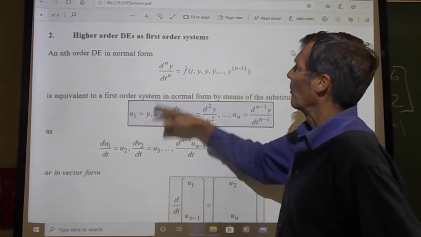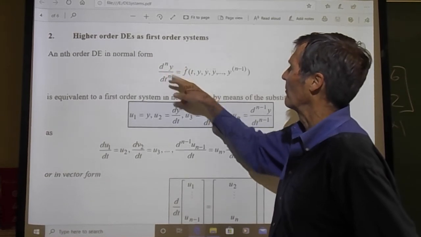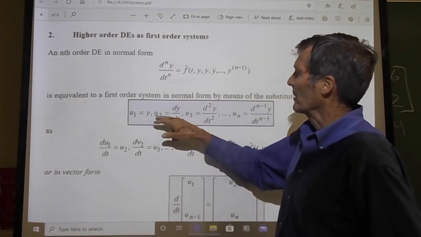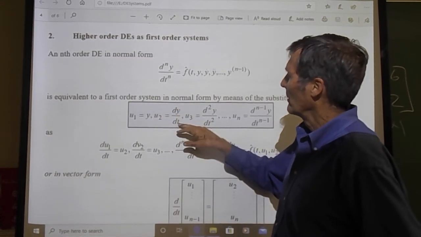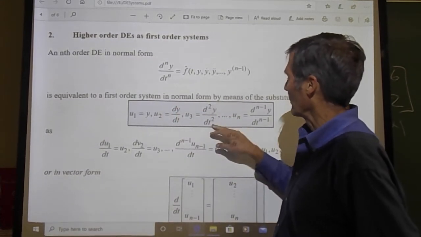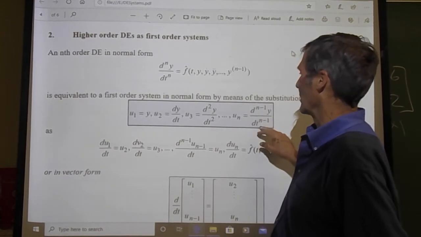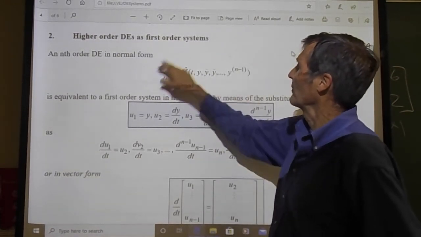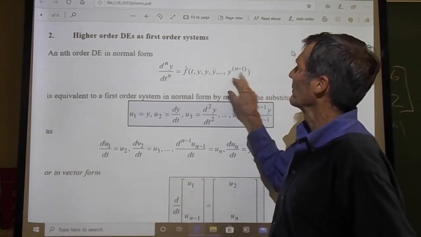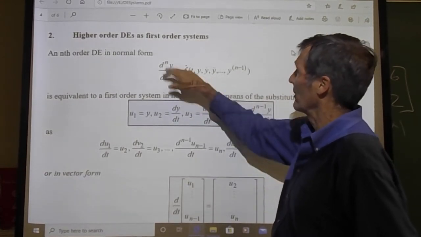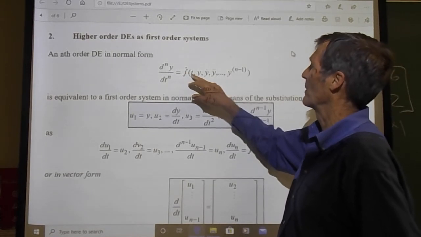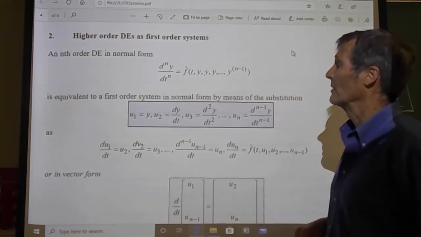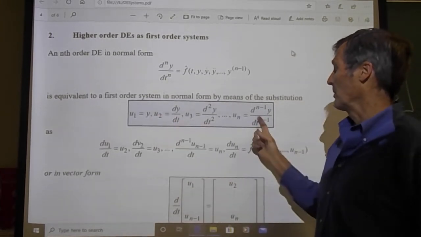You let u1 equal y, the dependent variable you're trying to solve for, so I'll use y instead of u here. And then you let u2 equal dy/dt, u3 be the second derivative, all the way through un is the n minus 1 derivative. And then you have this differential equation, written in normal form. The nth derivative is a function of t, y, and its first n minus 1 derivatives. Making this substitution does what?